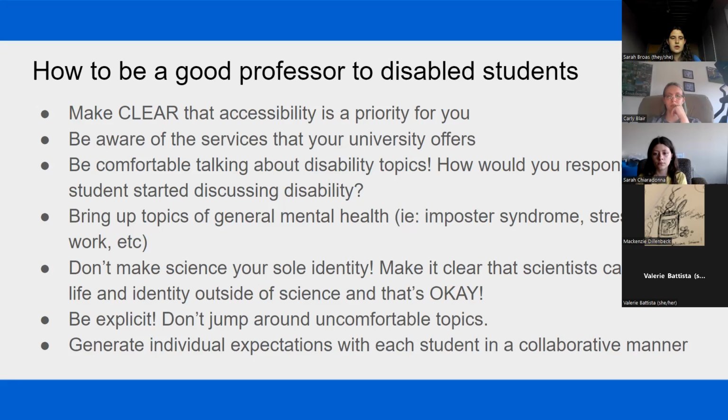Here's my favorite tip, which is don't make science your sole identity. Make it clear that scientists can have a life and identity outside of science, and that's okay. And it's more than okay. And I think this applies to more than just the disabled community. So the way I've experienced this is when I go to my research lab, I have always historically felt that I have to become not disabled, or I have to try to be as able-bodied as possible, because there is no space in science for disability.